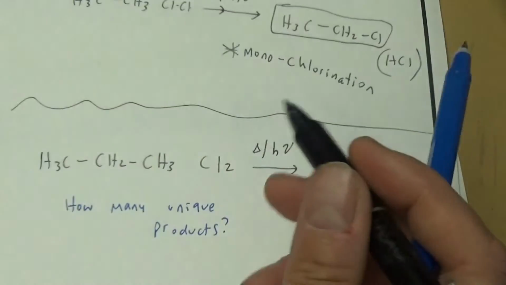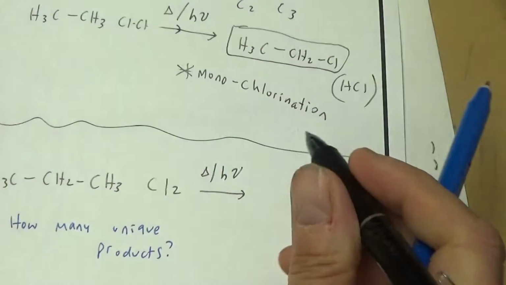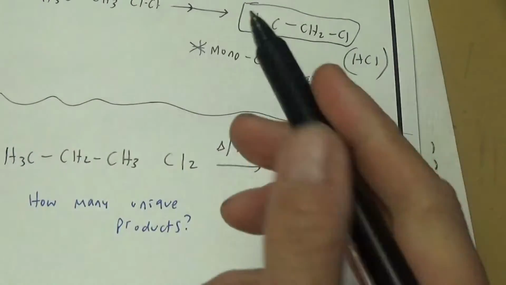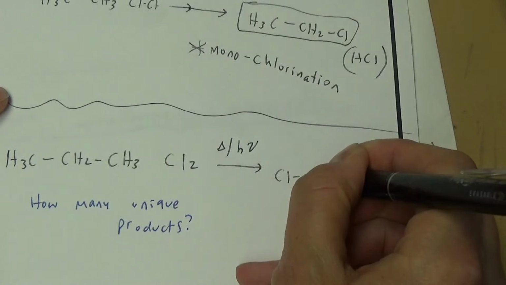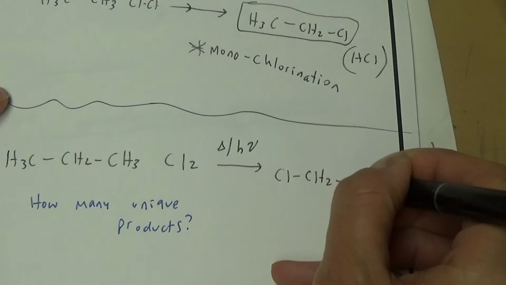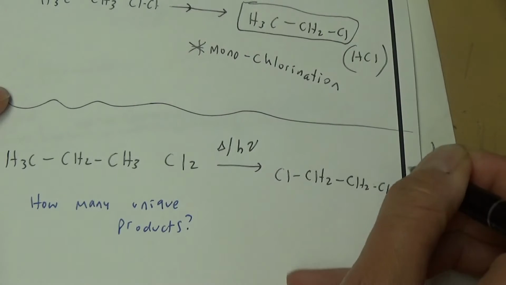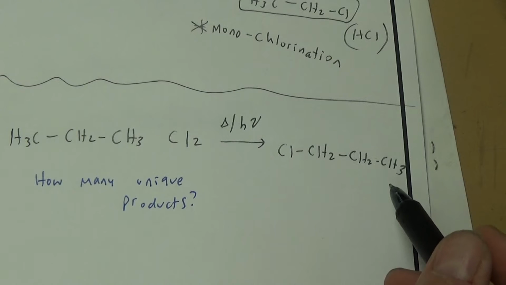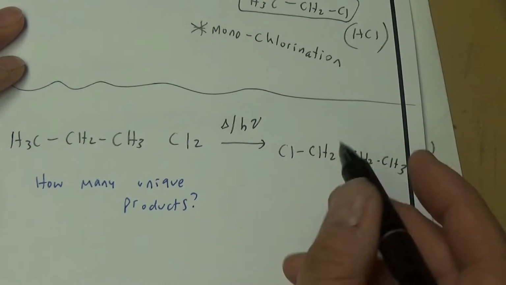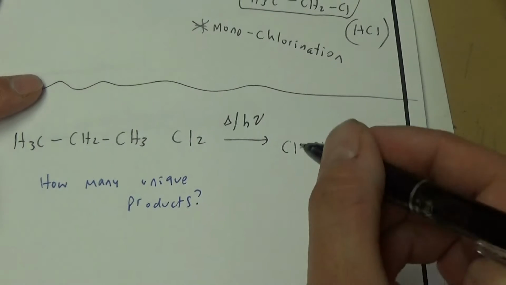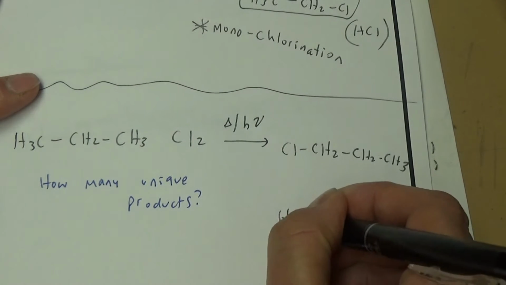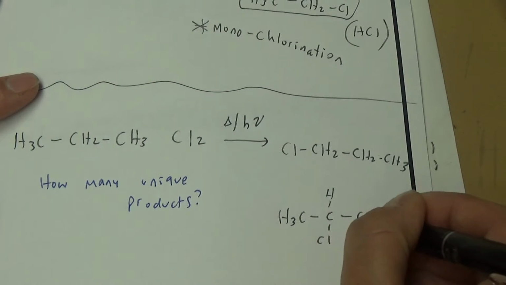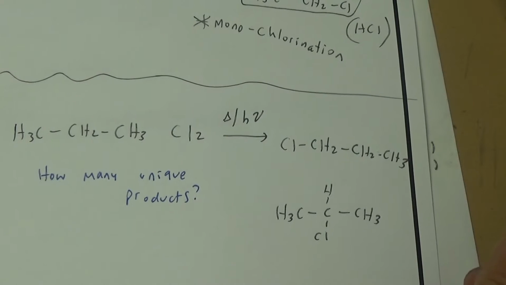So what do the products look like? I'm going to draw them over here, and I'll stack them. I'm going to ignore the HCl also. All right, so we could imagine you might make Cl, CH2, CH2, CH3. And you might also make one where the middle carbon gets chlorinated. So that would be H3C, CH, Cl, and CH3, right? All right, so those are the 2 products.